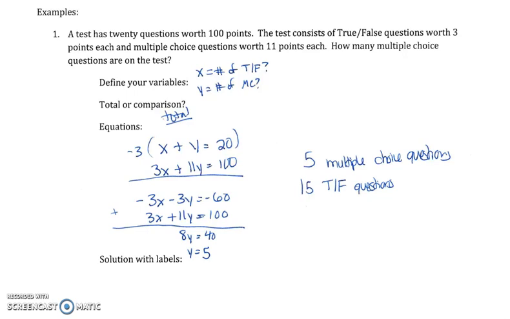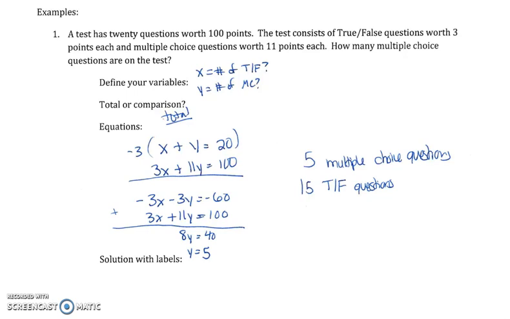So I know that I've got two totals. Okay, so start with the 20 questions. How many questions are on the test? 20. What makes up those questions? Well, true and false and multiple choice. So x plus y equals 20. True and false plus multiple choice equals the 20 questions that are on the test.